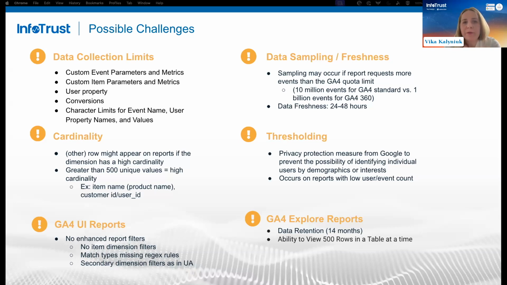Additionally, there is a cap on the number of conversions you can create in GA4 standard, which is 30, and 50 in 360. Also keep in mind, when you are passing data to GA4, specifically event names and values for custom parameters, there is a character limitation: 40 for the event name and 100 for event values. User properties have 25 characters for the name and 36 characters for the values.